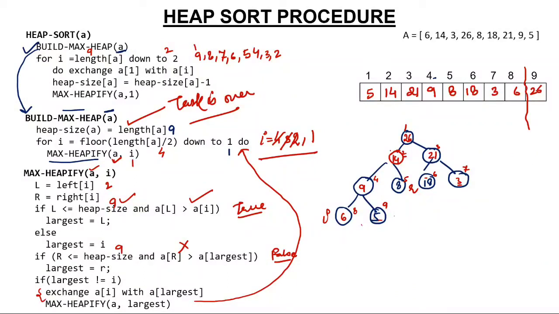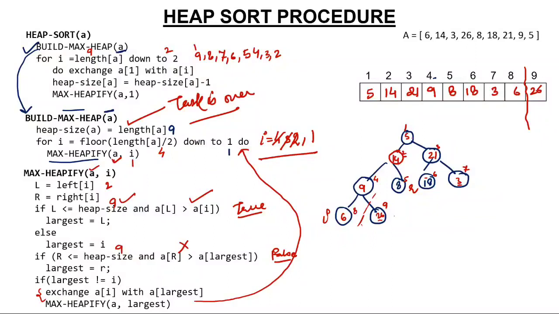So what you will do, you will replace 26 with the last element 5. So 5 will come over here and 26 will come here, and then you will reduce the size of heap. On exchanging, you will see that the MaxHeapify property is violated. You can see that 5 is not the highest element among its both children. It's not greater than both of its children.